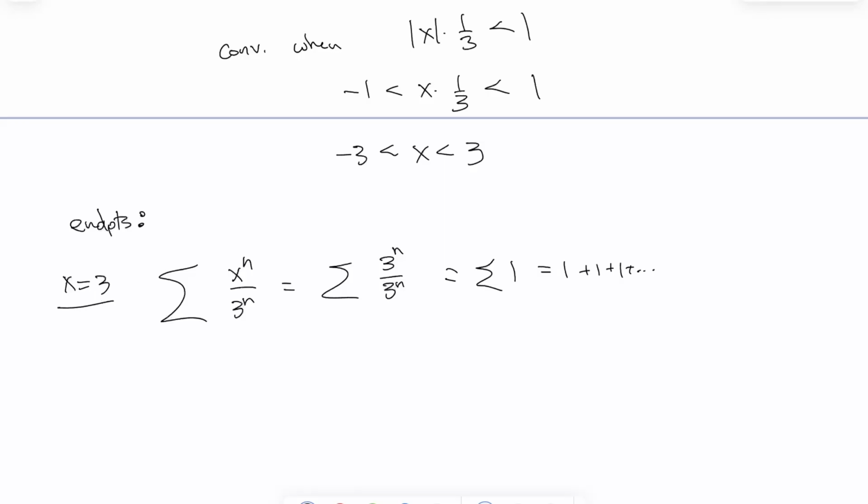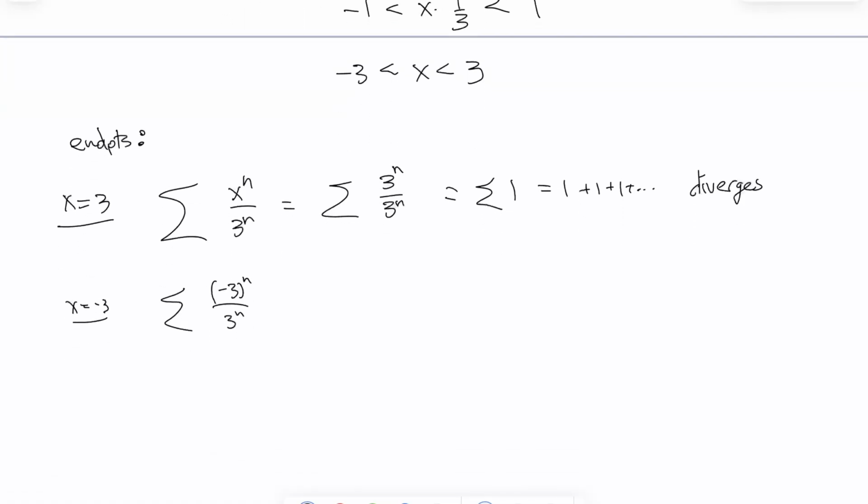This diverges here. This is one of the first examples that we ever talked about, right? Adding 1 forever. Diverges. Okay, so that was one endpoint. I have to check the other endpoint. X equals negative 3. All right. So this is going to be minus 3 to the n over 3 to the n, right? I'm plugging in minus 3 for x.